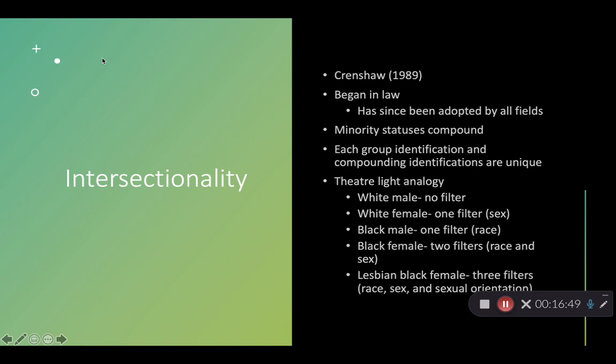So white males are never going to experience racism, sexism, heterosexism, any of those. A black male may likely experience racism. A white female may likely experience sexism. A black female may likely experience both racism and sexism. A lesbian black female might experience racism, sexism, and heterosexism. And then a Muslim black lesbian female might experience ethnocentrism, racism, sexism, and heterosexism.